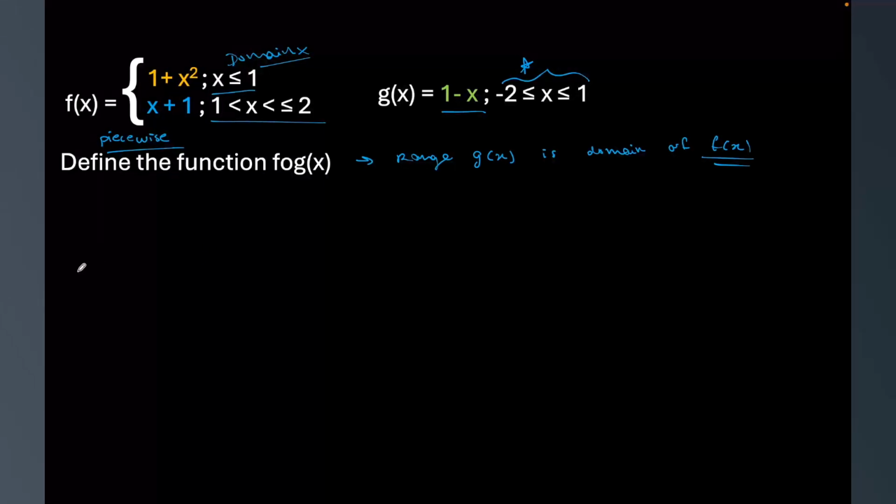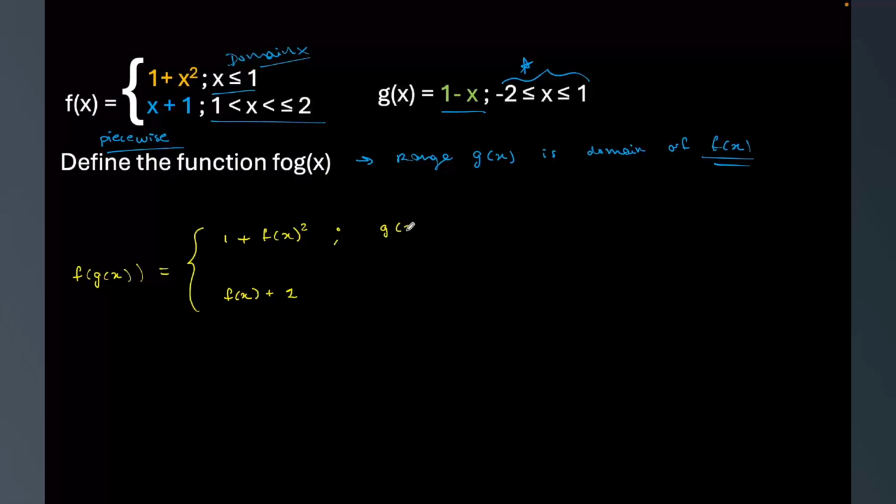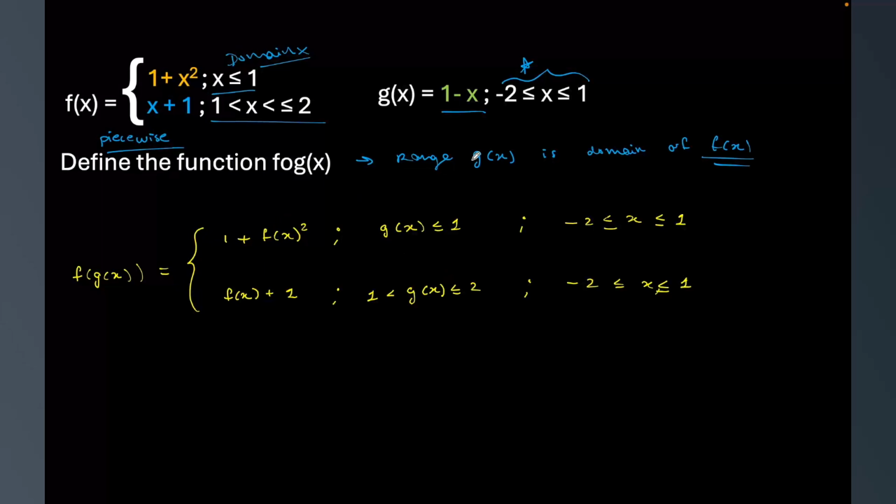Okay, so what I'll do is I'll write f of g of x as 1 plus f of x whole squared, okay? And I'll write f of x plus 1 like this. And now my domain will be g of x less than 1. Here it'll be 1 less than g of x less than or equal to 2. And then I'll have my domain of my original g of x, which is minus 2 less than or equal to x, which is less than or equal to 1. Okay? This is how it's going to be. Now, I just put in g of x and expand it.